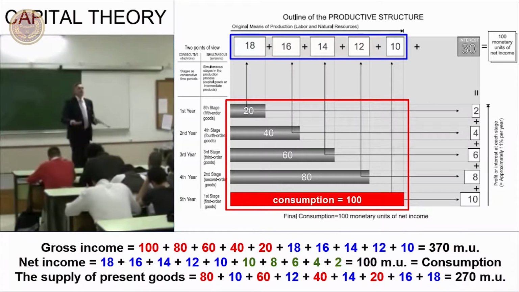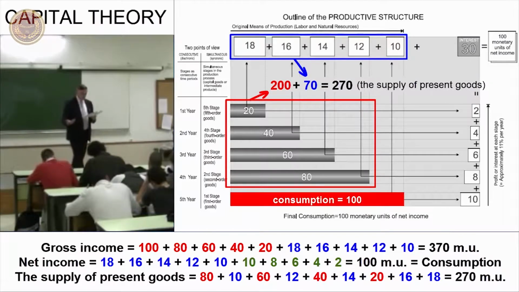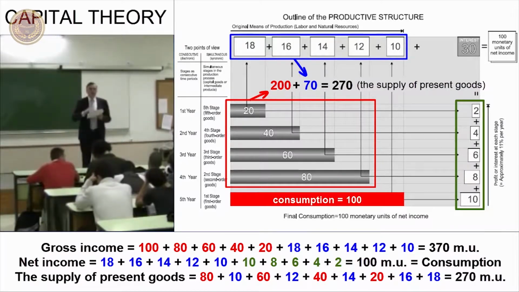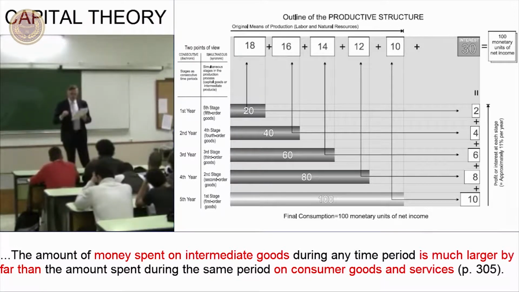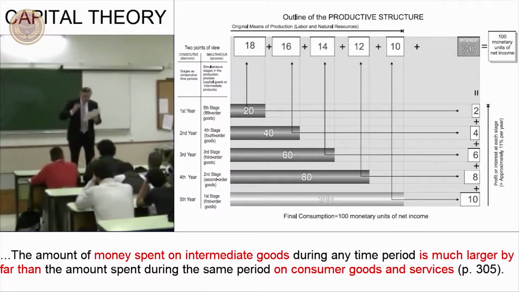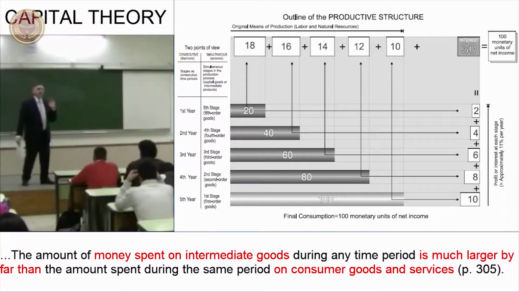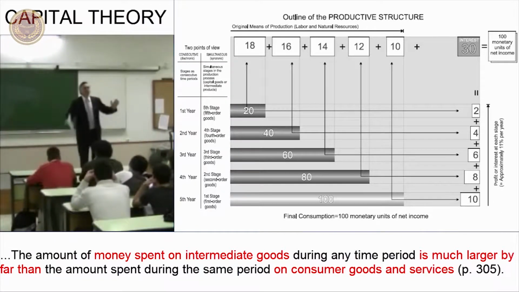Of which 100 is spent on consumer goods. The other 270 is advanced to workers, owners of the original means of production, and suppliers of earlier stages, and is later recovered with a profit when the product is sold to the next stage during the same period. This is important. This triangular outline of the productive structure catches our attention and communicates an essential idea many economists have not understood well, not even Adam Smith, namely that the amount of money spent on production goods over any period of time far exceeds the amount of money spent over that same period on consumer goods and services. I want you to fully grasp this idea.